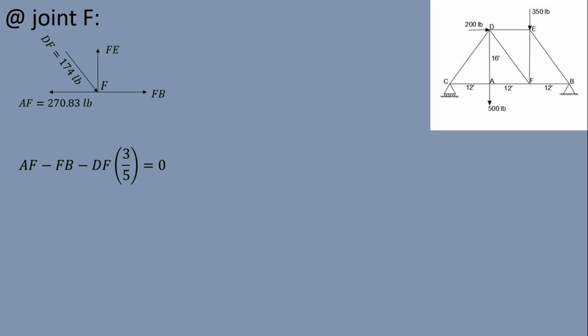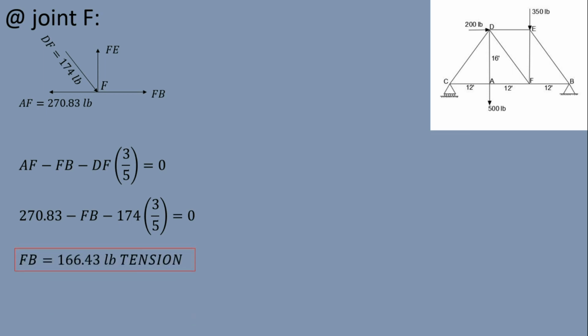So, we have AF minus FB minus DF times 3 over 5 must be 0. So, we have 270.83 minus FB minus 174 times 3 over 5 must be 0 as well. So, FB is 166.43 pound na tension based dun sa atin. So, nag-positive siya. Ibig sabihin, tama yung assumption natin na si FB ay tension.